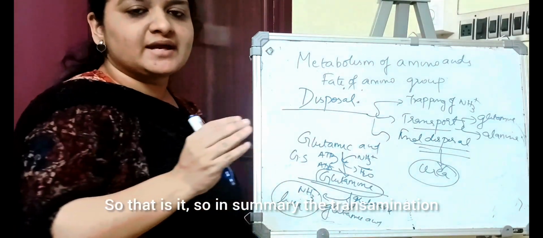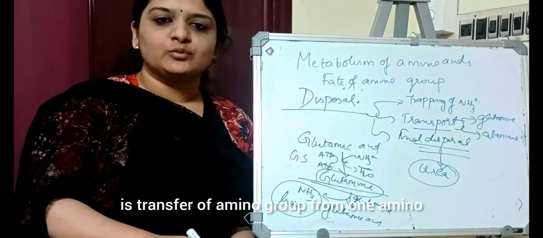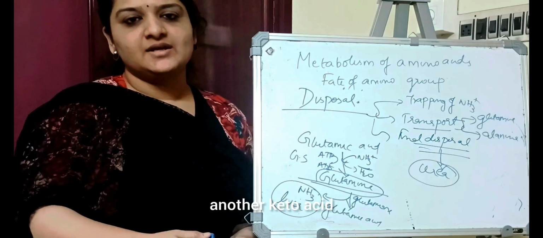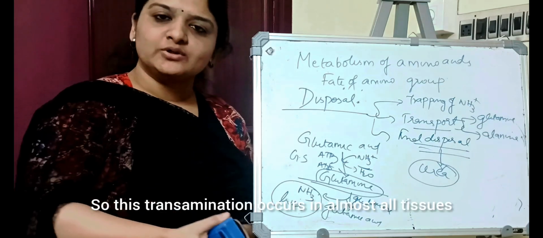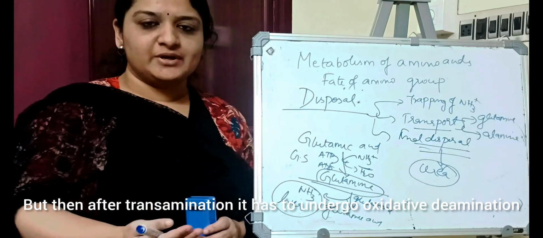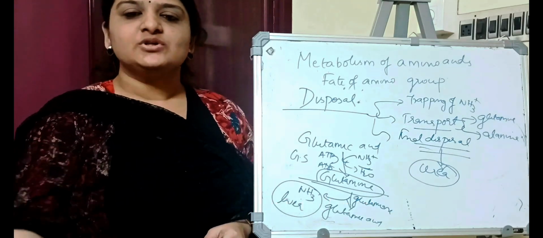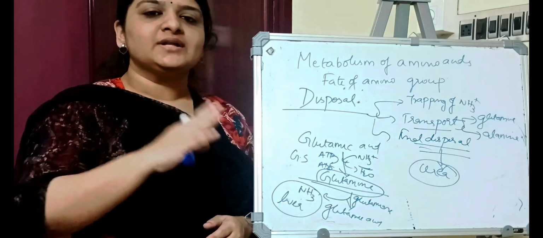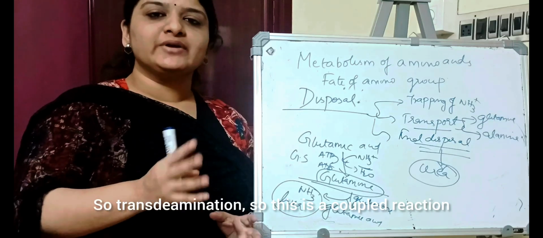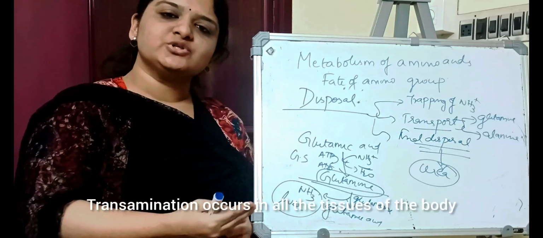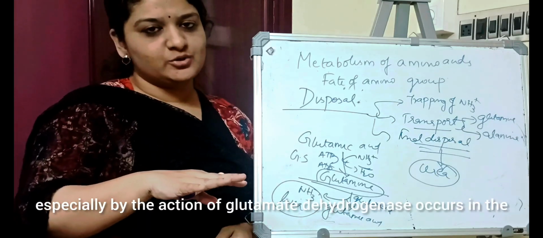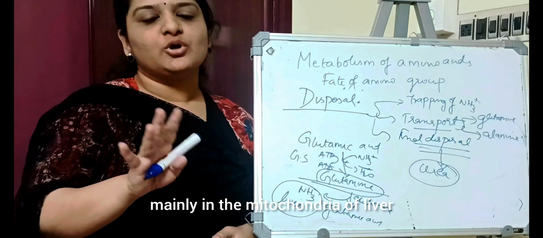So in summary, transamination is the transfer of an amino group from one amino acid to a keto acid to form another amino acid and a keto acid. This transamination occurs in almost all the tissues. But after transamination, the amino acid has to undergo oxidative deamination, which occurs in the liver. This transamination plus deamination is called transdeamination, which is a coupled reaction. Transamination occurs in all the tissues of the body. The oxidative deamination, especially by the action of glutamate dehydrogenase, occurs mainly in the mitochondria of the liver.